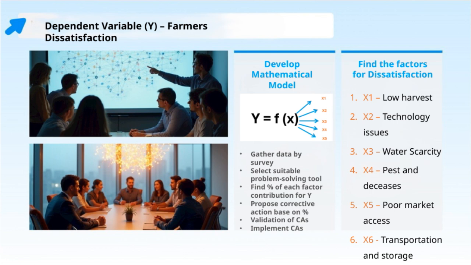After that, we validate these corrective actions to ensure they're effective before full implementation. Speaking of implementation, that's where we put these solutions into practice. Now, to better understand the root causes, we find the factors contributing to farmers' dissatisfaction. From there, we develop a mathematical model that links these factors to the level of dissatisfaction, with y, farmers' dissatisfaction, being our dependent variable. By following this process, we're systematically pinpointing the issues, quantifying their effects, and designing effective solutions to improve farmers' experiences and outcomes.